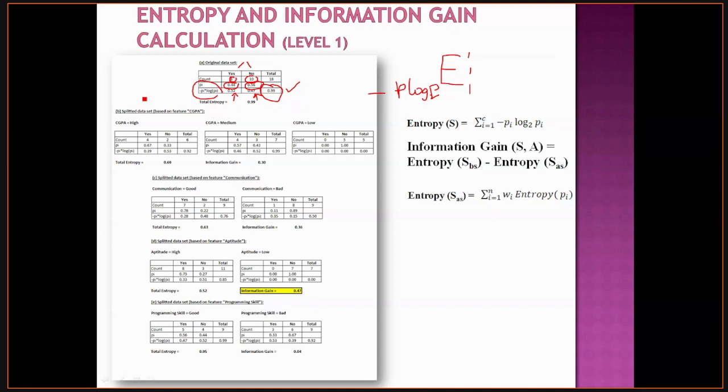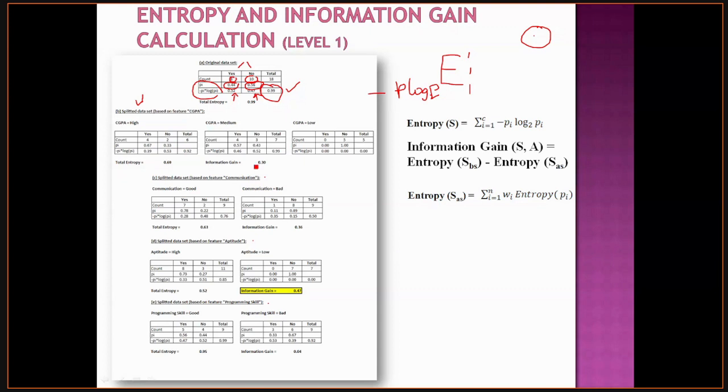Now I do a split. When I start with the root node, I have to figure out which attribute is going to be the root node. Is the CGPA going to be my root node? Or is the communication going to be my root node? Or is it aptitude? Or programming skill? I have to figure that out. So how do I do that?